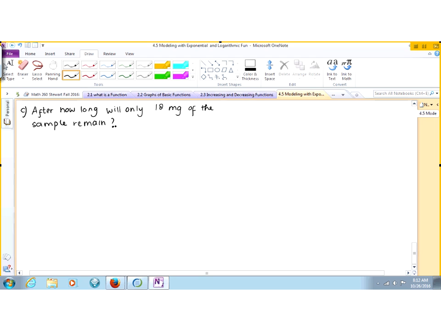Okay, can you try to answer this question? So again, this is the model: M of t is equal to 22 e to the ln half over 1600 t. So what is being asked? t. What is given? M of t is equal to 18. Okay, can you please try it? I'll discuss it in a few minutes, okay?